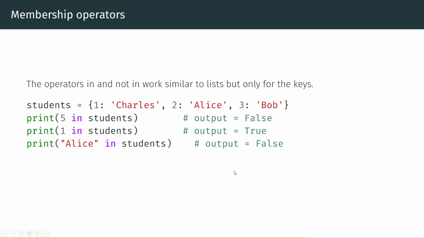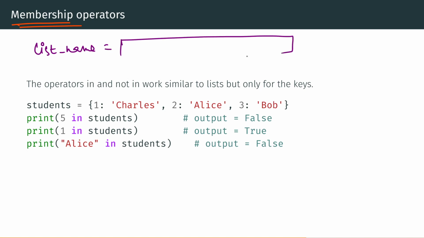The next thing we'll talk about is membership. If you have gone through the list videos, you'll know what membership is. Membership is nothing but checking whether the key, in the case of dictionaries, exists in that dictionary or not. And this is somewhere where dictionaries differ from lists. In the case of lists, let's say you have a list of students. I'll say list name, that's the list of students, and you have a list of size 3.